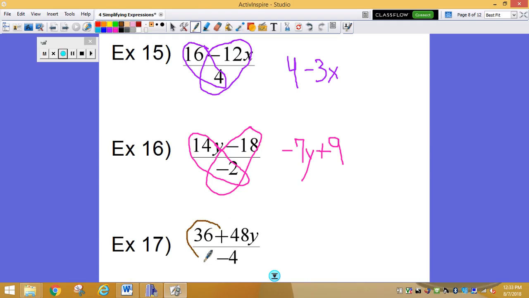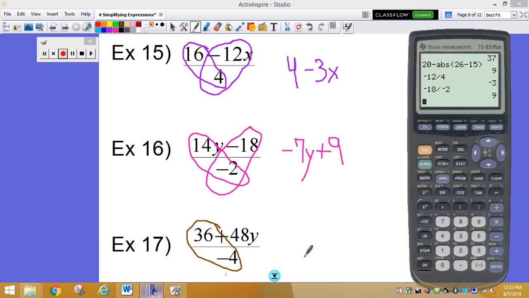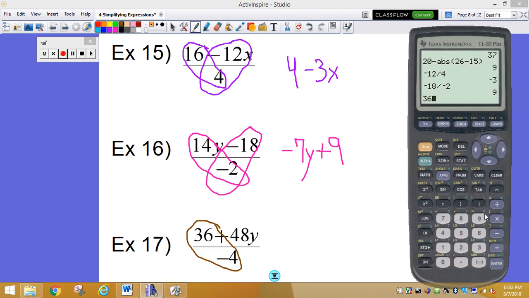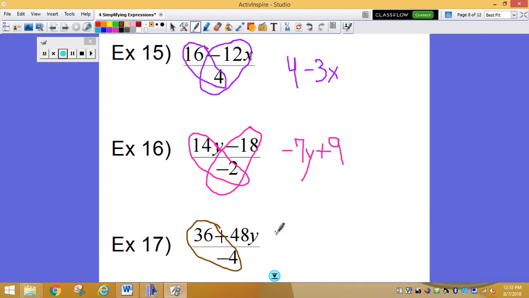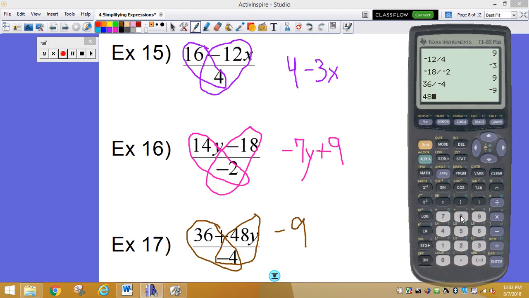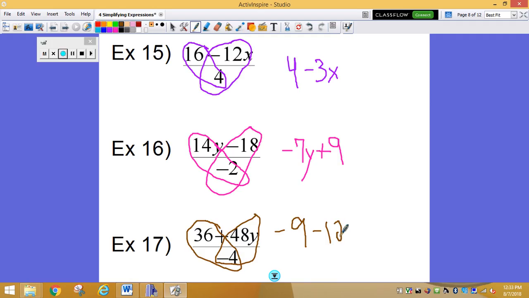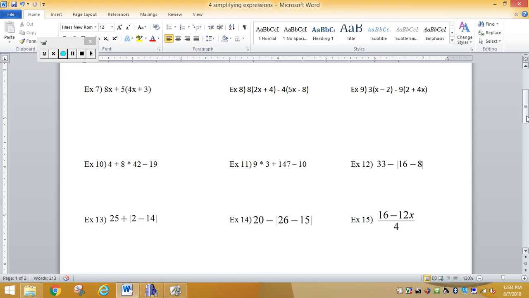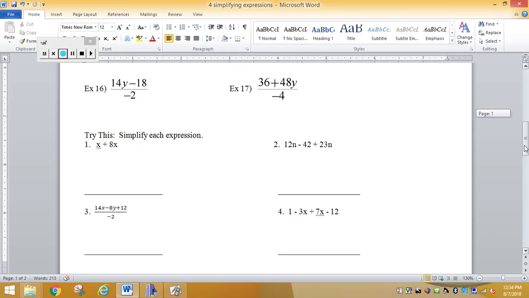So 17, you should have divided here. 36 divided by negative 4. That's negative 9. And then divide here. 48 divided by negative 4. And that gives you negative 12. So I'm going to put minus 12. Because that 48 had a y, that 12 gets a y. So now that we've done all these examples, you can see down at the bottom, they're the same type of problems.